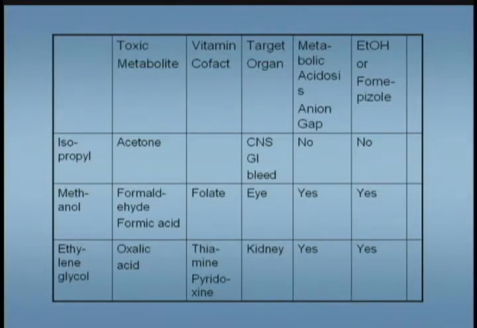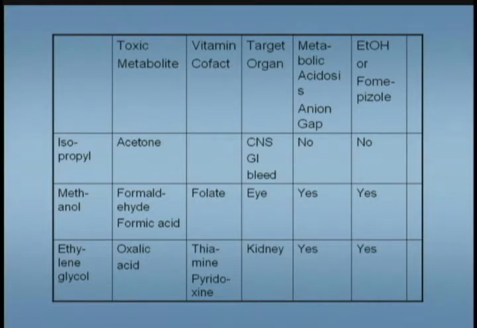This graph demonstrates the toxic breakdown products of each of the parent compounds. Isopropyl alcohol is broken down ultimately to acetone. You can remember that the target organs are basically brain and gastrointestinal bleeding. And as I mentioned earlier, there's no metabolic acidosis formed. Okay. In this particular substance, you do not treat with alcohol or fomepizole. I'll tell you what those are in a second.